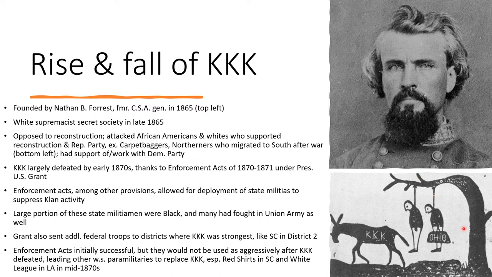This cartoon here shows the KKK with the symbol of the donkey for the Democratic Party having lynched or hanged carpetbaggers, specifically one from Ohio. You can see his bag here. Also, the KKK would have attacked and suppressed white Southerners who supported Reconstruction. White Southerners who supported Reconstruction were called scalawags, which is a term for an old, worn-out horse.